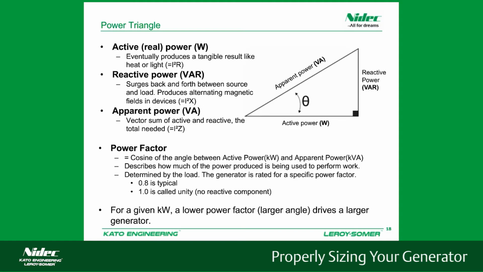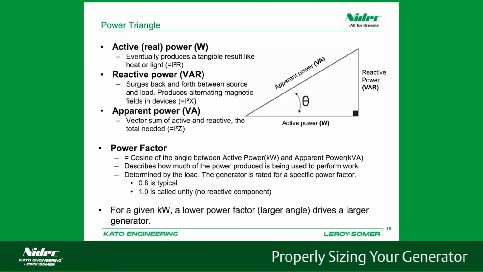Our reactive power is power that surges back and forth between the source and the load. It's what produces alternating magnetic fields in devices such as transformers, induction motors. You'll also see it in capacitive loads. This is called our I squared X. And so this is just current that's surging back and forth between the motor and the load.